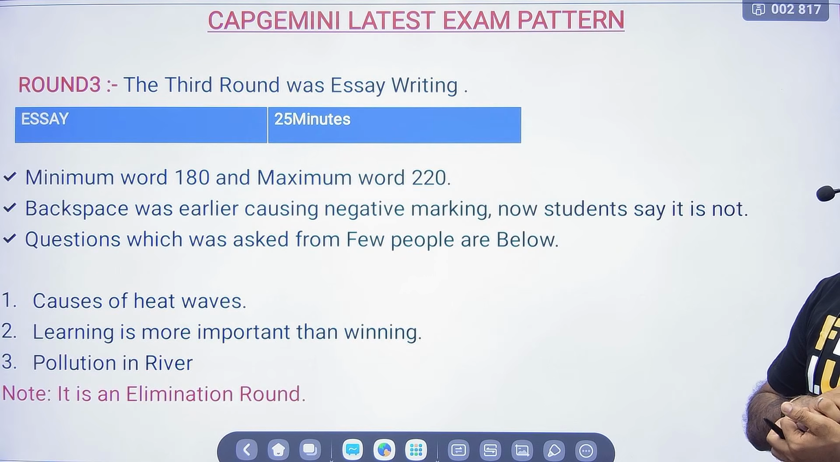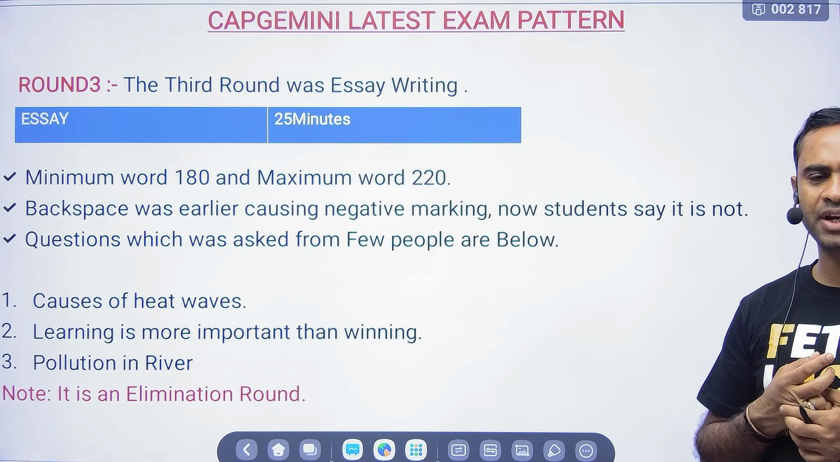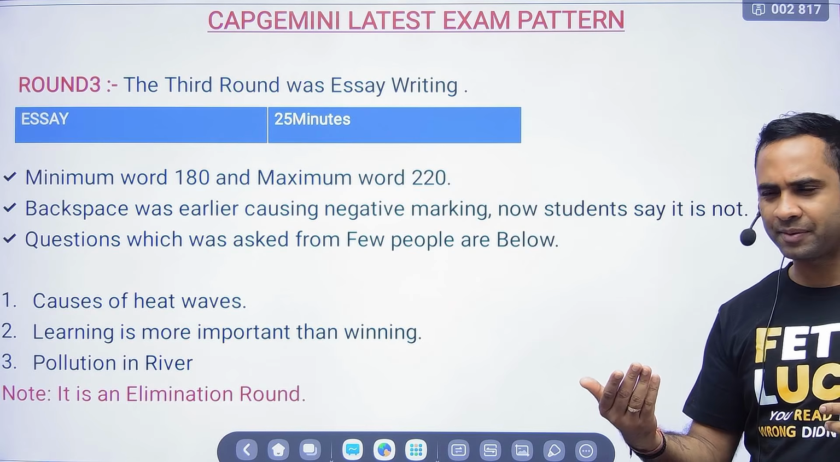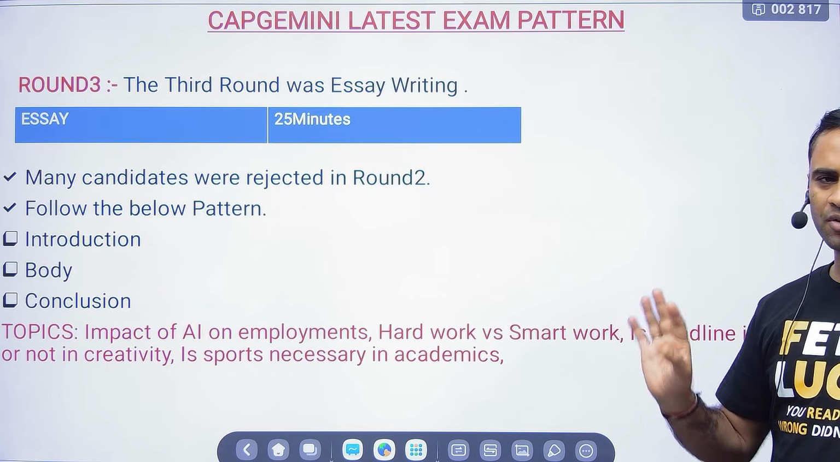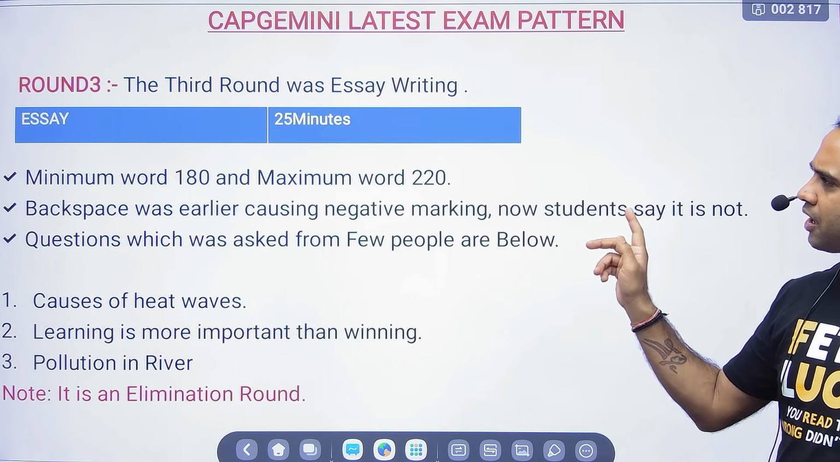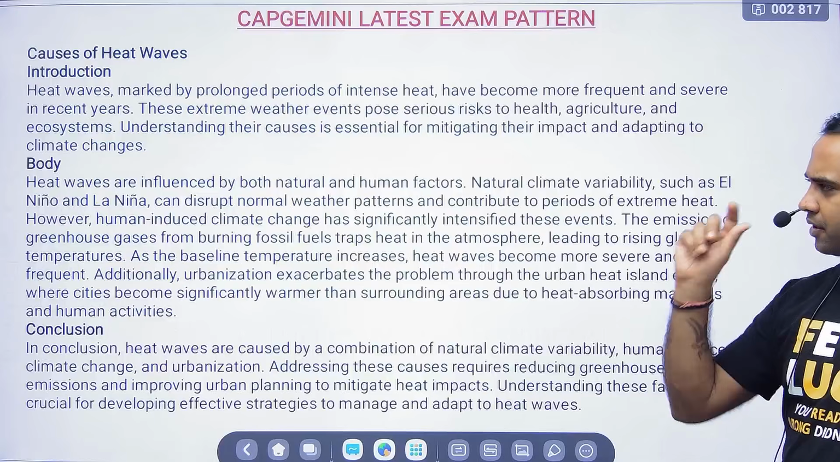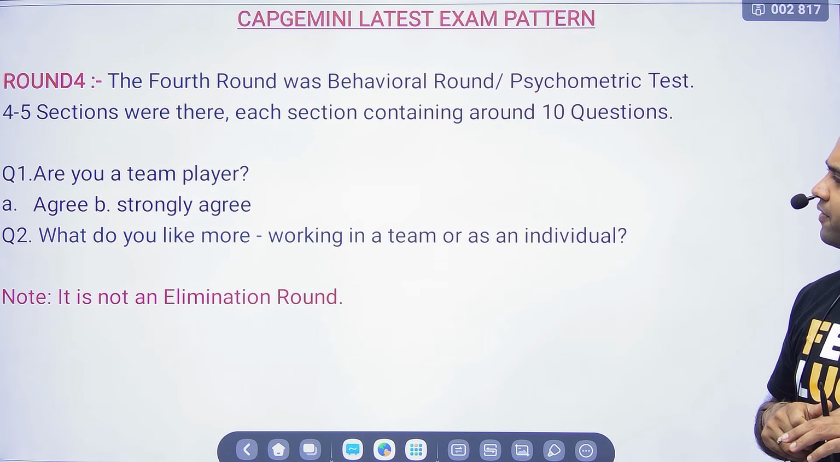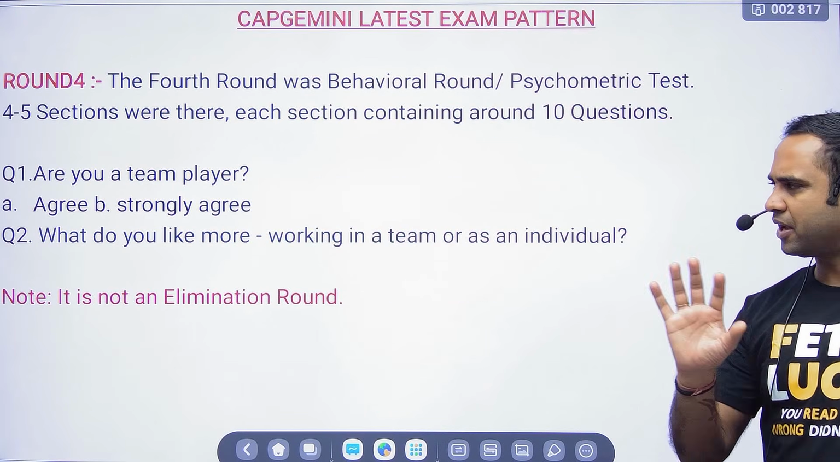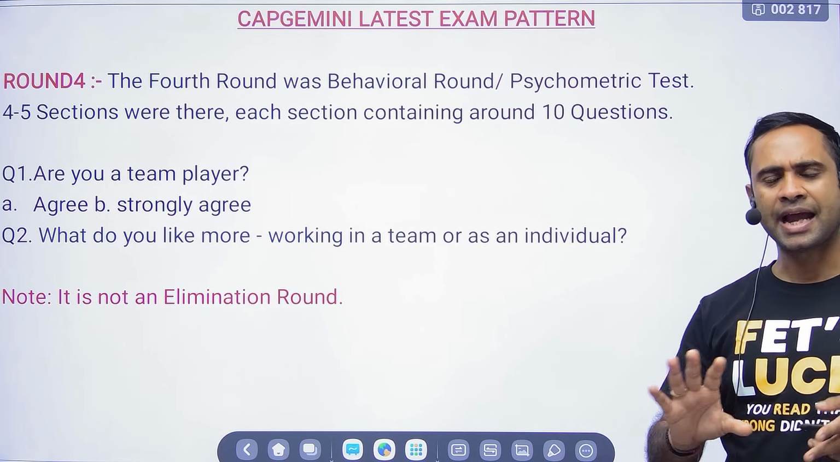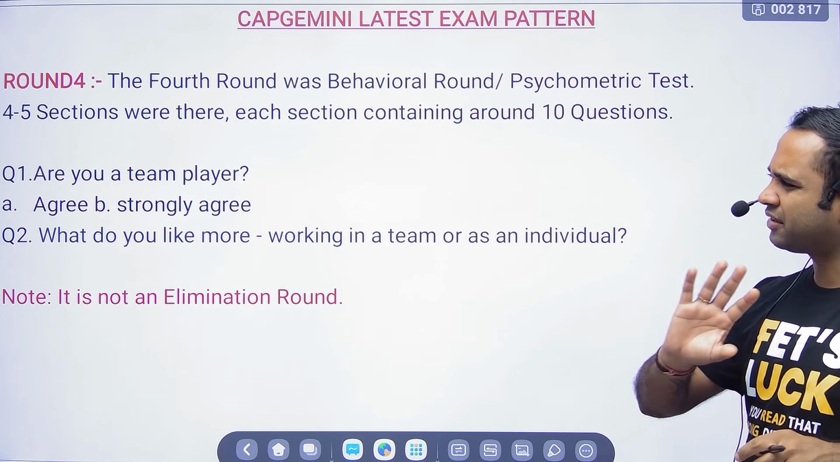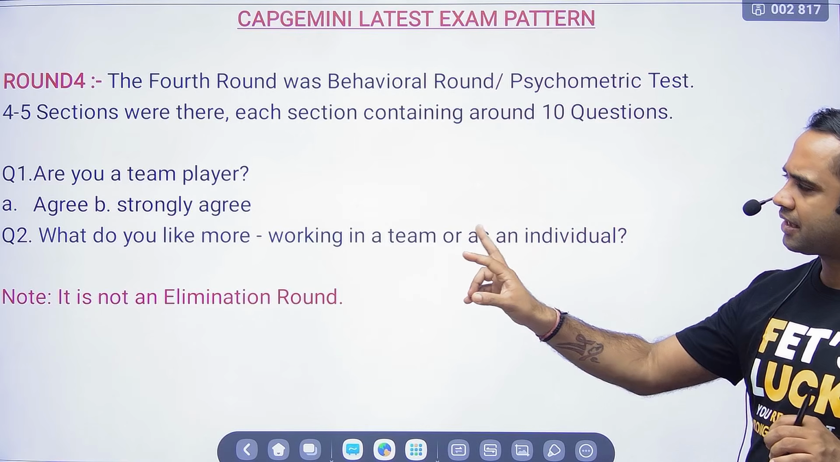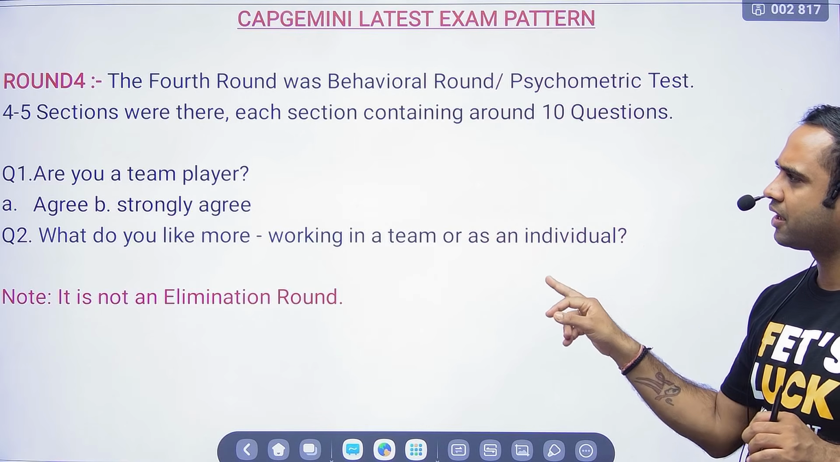Okay. Then there was an essay in round 3, and in some colleges there was verbal ability, but this time it might or might not be there. Anyway, you just have some kind of information here. Then round 4, the fourth round, was the behavioral round, a psychometric test. This will be a non-elimination round, and this might be there this time also because it is just for knowing your behavior, like are you a team player? Agree, strongly agree.